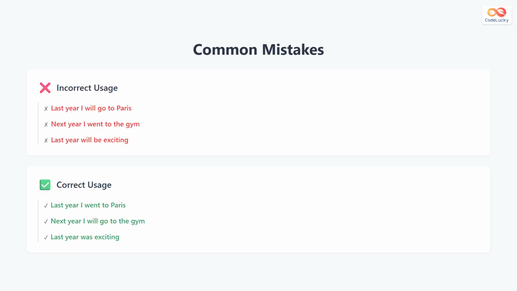A third mistake is saying, last year will be exciting. This is incorrect because we cannot use future tense with last year. The correct form is last year was exciting. Remember to always match the time expression with the correct verb tense.